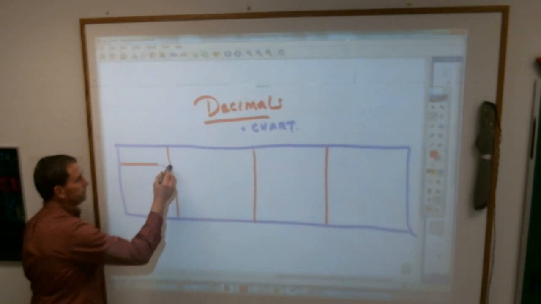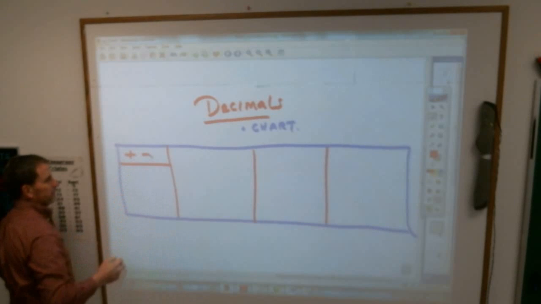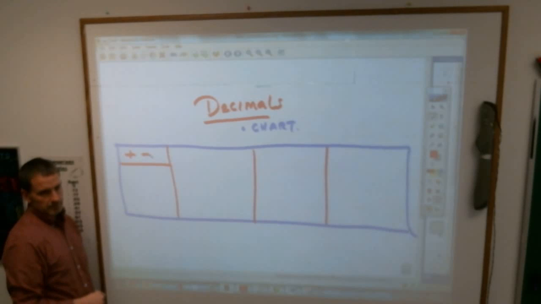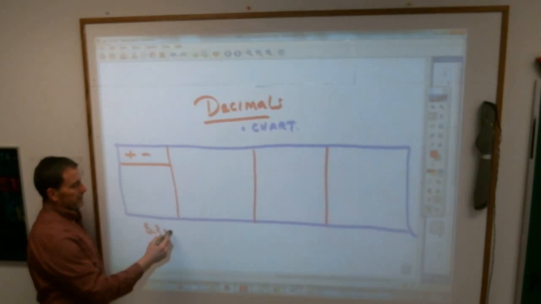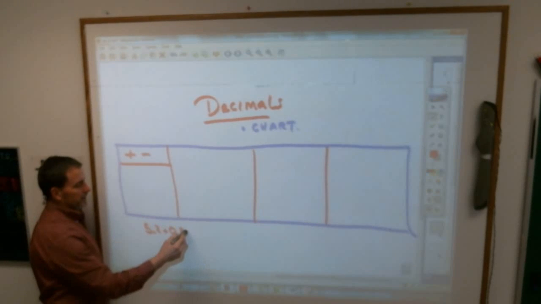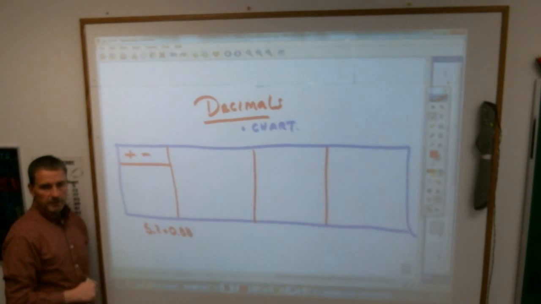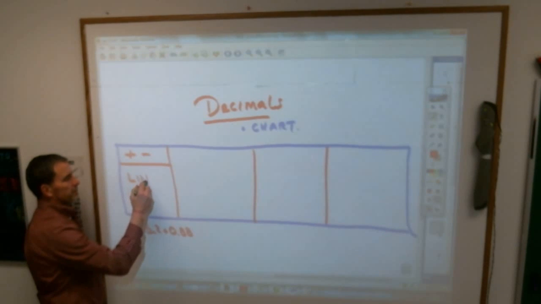For example, when you add or subtract decimals, what is the little phrase that pays? Let's say I have 5.2 and I'm adding 0.88 to it. What do we do when we add and subtract decimals? Line it up and down. Well, yeah, but the rule is to line up the decimals.